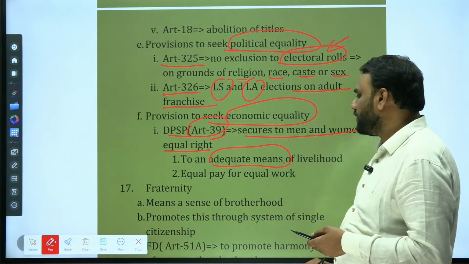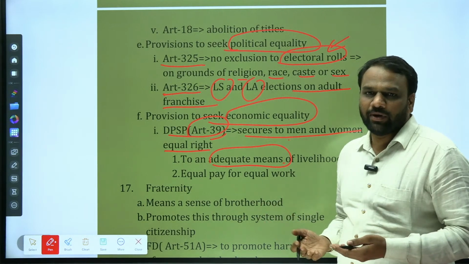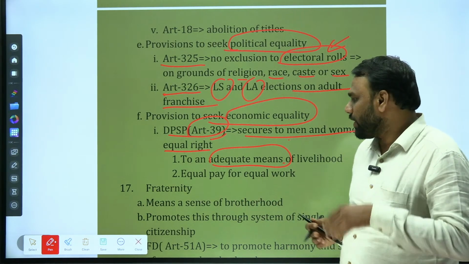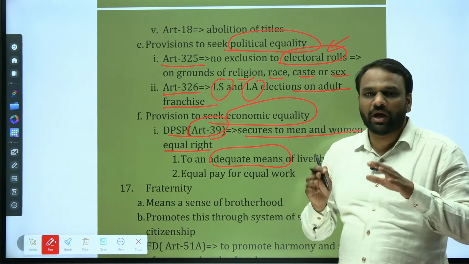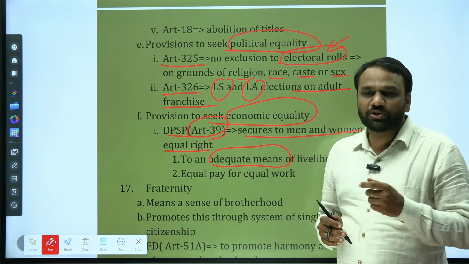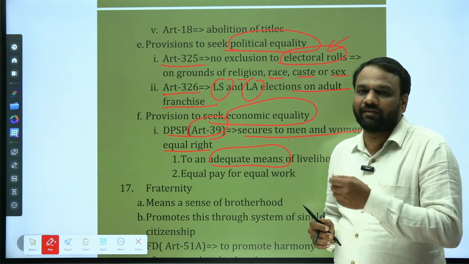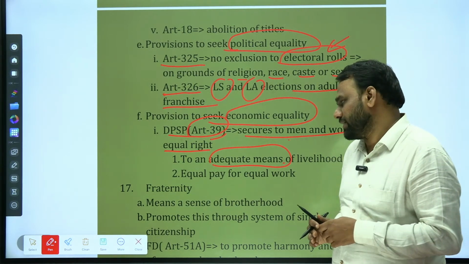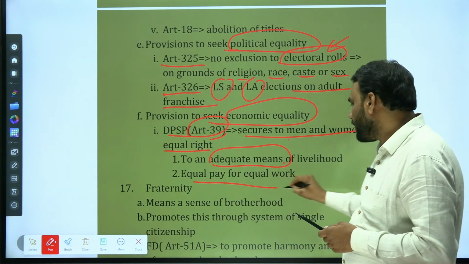Adequate means of livelihood means to run his day-to-day life, he should have adequate means. He should have a good job, a good source of income. So he should not resort to unwanted illegal activities like robbery, theft, etc. Equal pay for equal work.